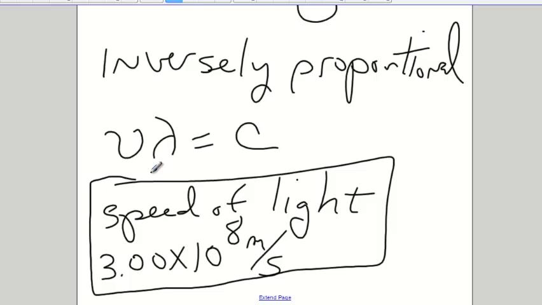So if I ask you a question about a wavelength, about a wave, and I say to you, how fast is it going? That is always the answer. 3 times 10 to the 8th meters per second.